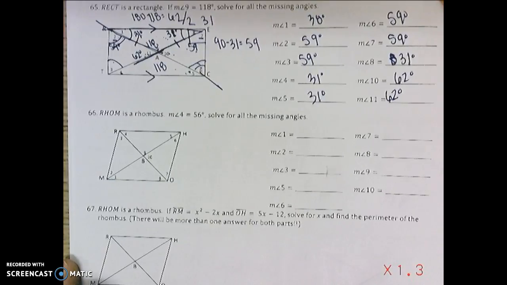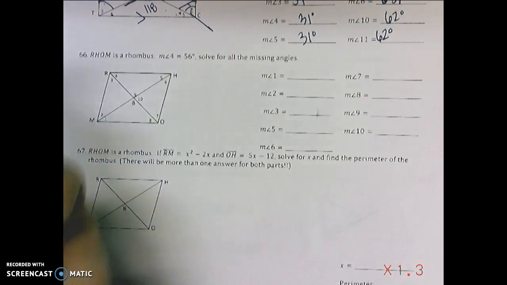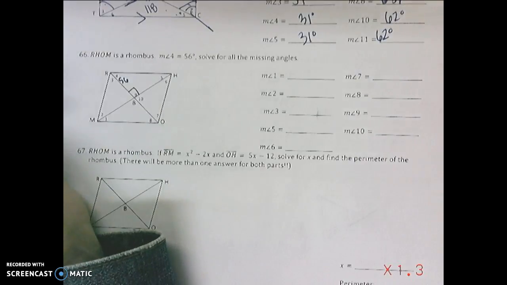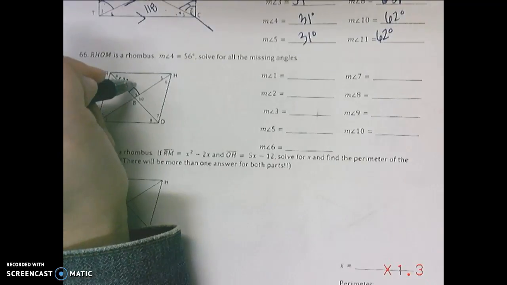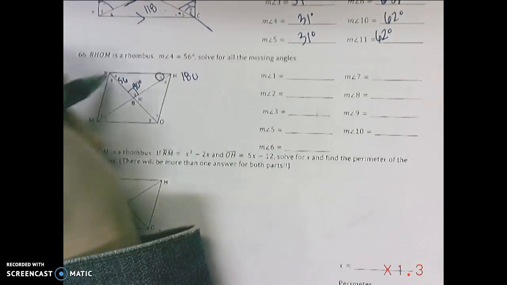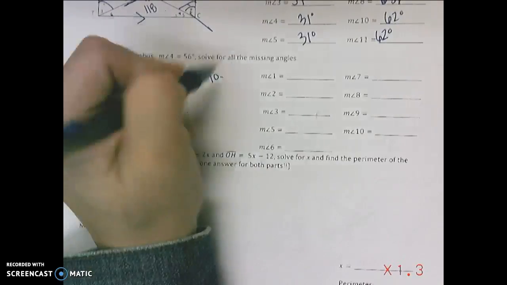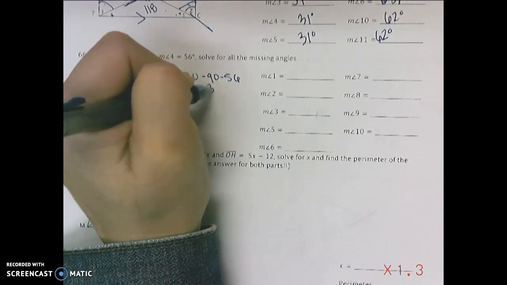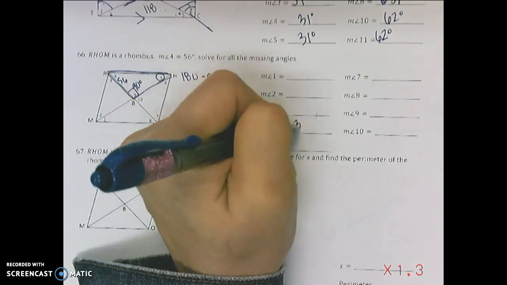Okay, so we're going to move down to 66, and we're talking about a rhombus. The angle 4 is 56 degrees. All right, and then right here, angle 9 is 90 degrees because remember the diagonals of a rhombus always form 90 degrees. So I want to find angle 5. I'm going to look at this as a triangle and think 180. I'm going to subtract 90, and I'm going to subtract 56. And that will give me 34 degrees. So the measure of angle 5 is 34 degrees.